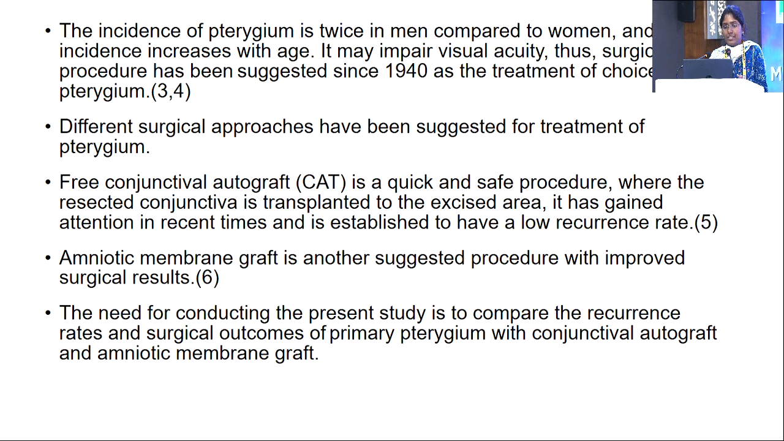The incidence of pterygium is twice in men compared to women. Different surgical approaches have been suggested for treatment of pterygium. In that, free conjunctival autograft is a quick and safe procedure, and amniotic membrane graft is another suggested procedure with improved surgical results. The need for conducting the present study is to compare the recurrence rate and surgical outcomes of primary pterygium with conjunctival autograft and amniotic membrane graft.